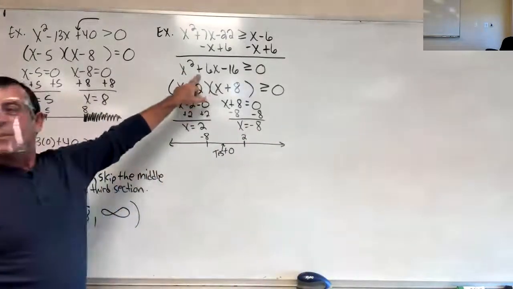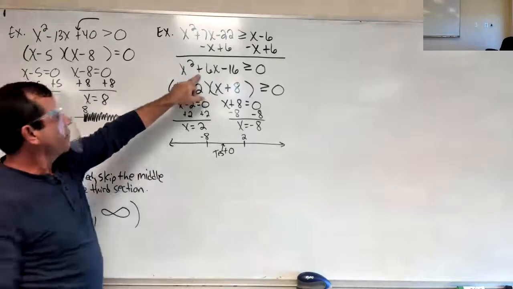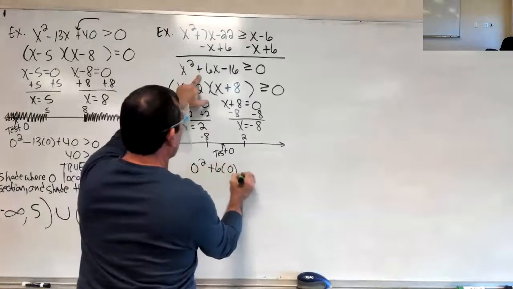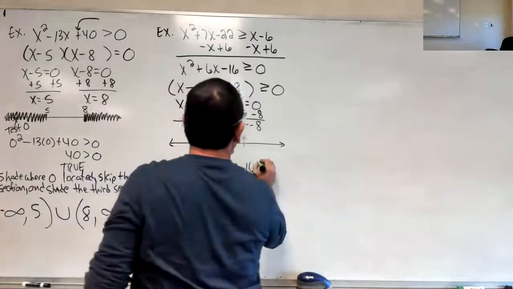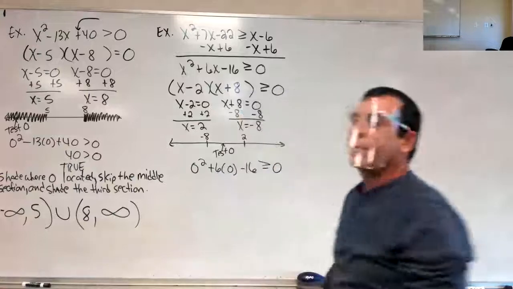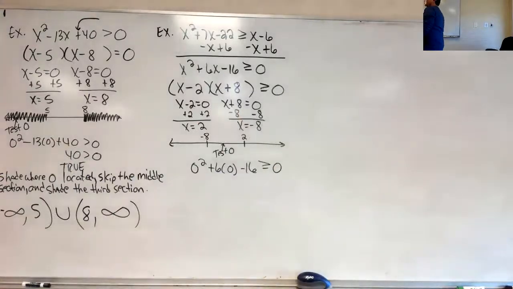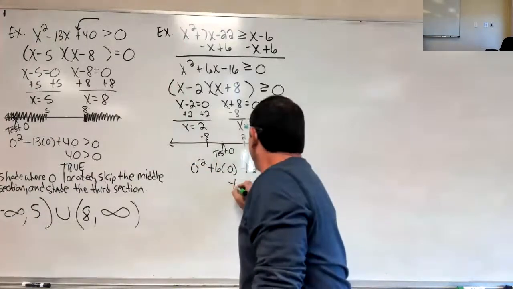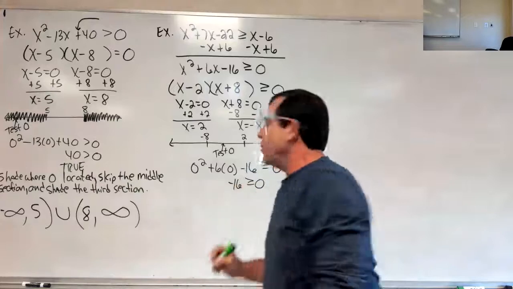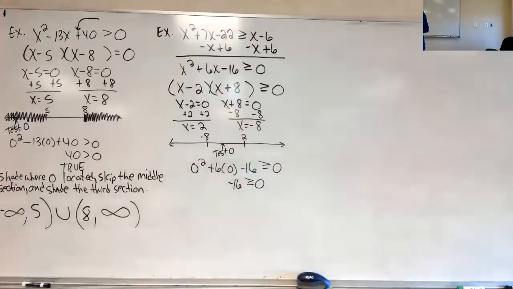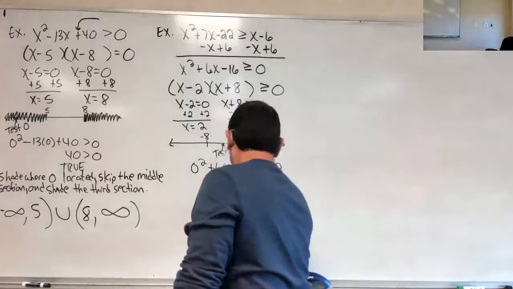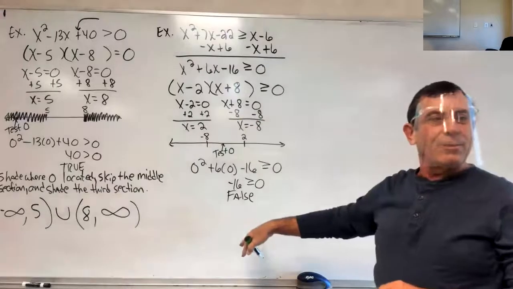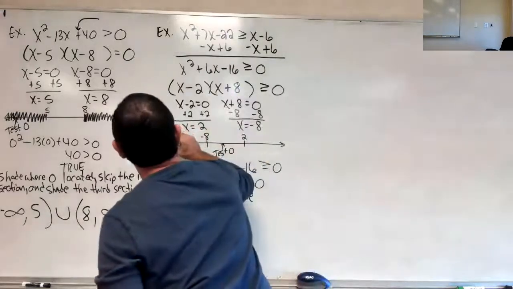And I'm gonna pick it up at this step right here, where I got everything on one side equal to 0. So I got a 0 squared plus 6 times 0 minus 16 has to be greater than or equal to 0. And the reason I use zeros is usually that stuff's all gone. So negative 16 greater than or equal to 0, true or false? False. There you go. So I do not shade where the 0 was located since it was false, and I'm going to shade the outsides.